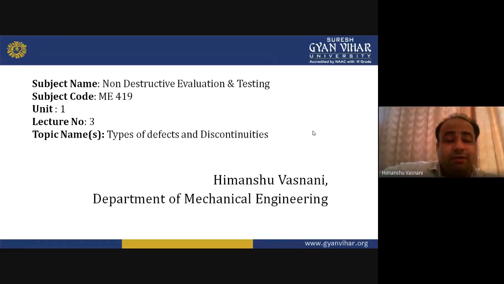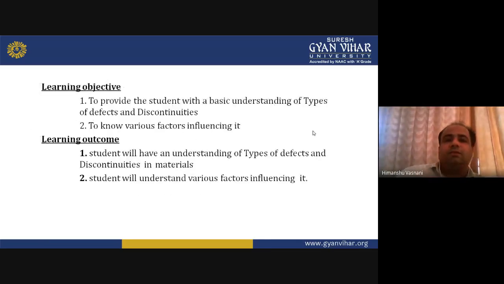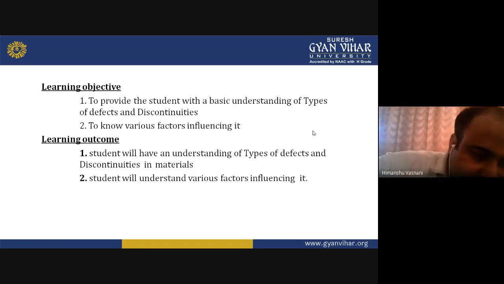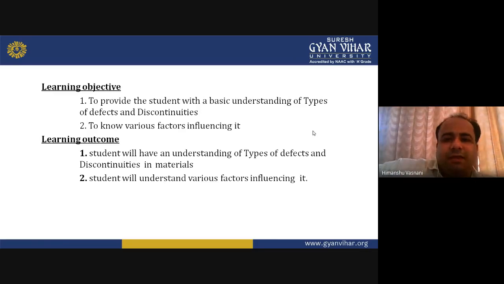Today we are studying unit number 1, and in the lecture series today we are studying lecture number 3. The topic is types of defects and discontinuities in non-destructive evaluation and testing. The objective for today's lecture is to have a basic understanding of types of defects and discontinuities and to know various factors influencing it. The outcome will be that we will be able to understand various types of defects and discontinuities in the materials, and the various factors influencing it.